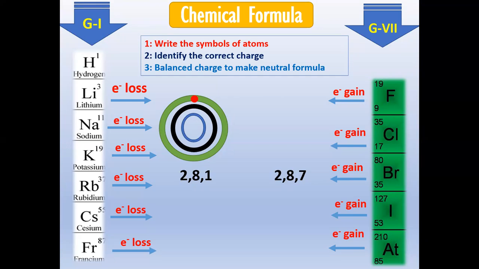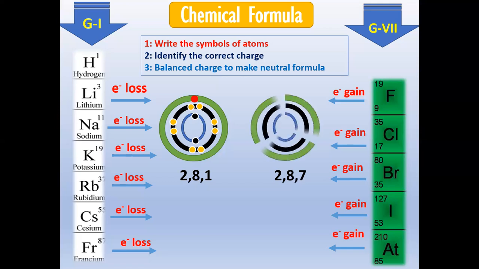For example, if you take sodium, it has 11 electrons, and these electrons are arranged as follows. The first shell contains 2, the second shell contains 8, and the third contains 1. While chlorine contains 2 in the first shell, 8 in the second, and 7 in the third. To complete 8 electrons in their outermost shell, sodium has to lose 1 electron, while chlorine has to gain 1 electron.